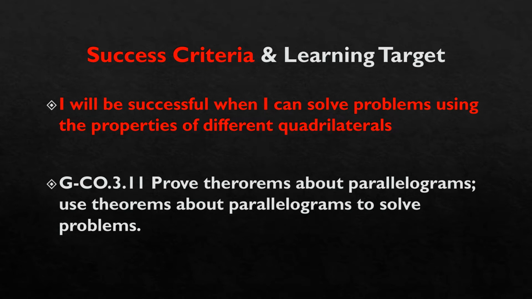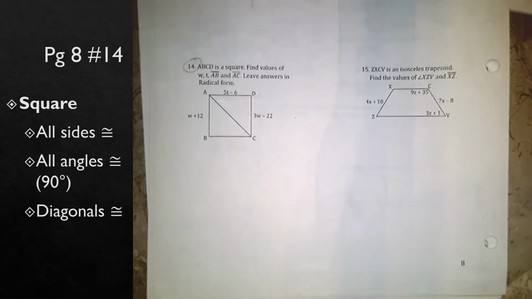use theorems about parallelograms to solve problems. Okay, so now we're looking at page 8, number 14. It says that ABCD is a square. Find values of W, T, line segment AB, and line segment AC. Leave answers in radical form.